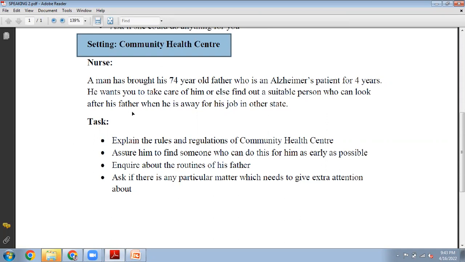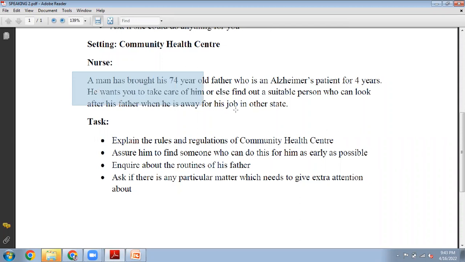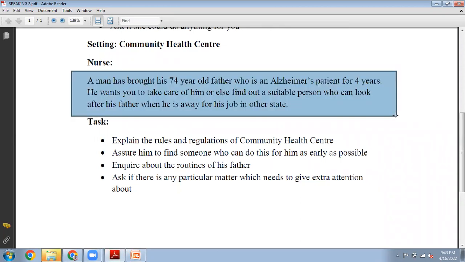Then you go to the explanation, where the situation is given. So what's happening is that a man brought his 74-year-old father, who has been an Alzheimer's patient for 4 years. He wants you to take care of him or else find a suitable person who can look after his father when he is away for his job in another state. So you got the situation here.